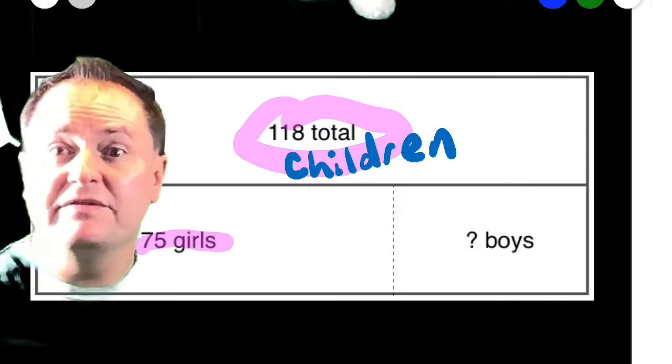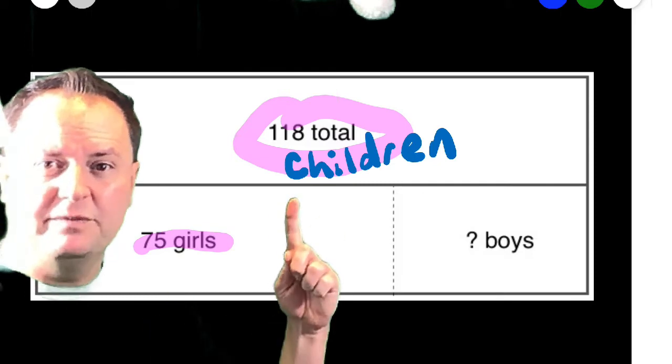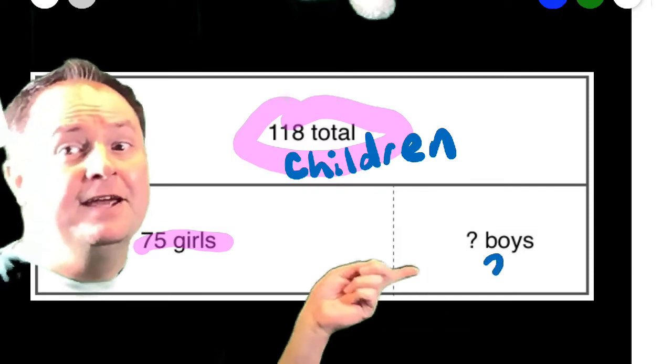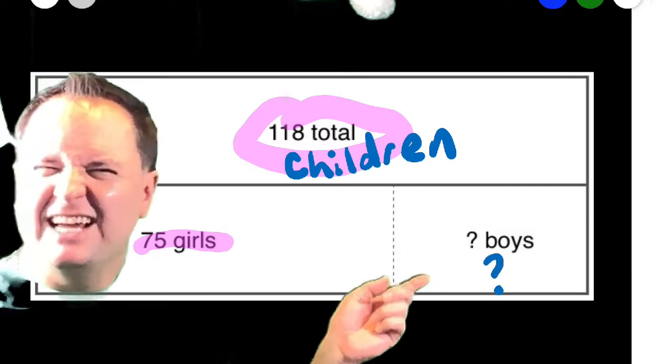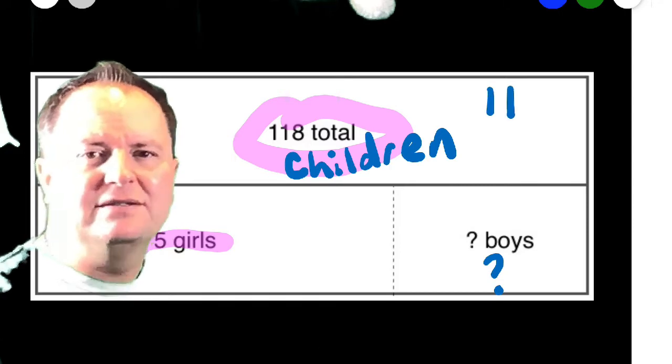I heard a couple of you say subtracted. You subtracted the girls from the total to find out the number of boys. That is the correct way to do it. Isn't that cool? You guys are so smart. You figured all this out already on your own. All right, so let's try to figure that out.